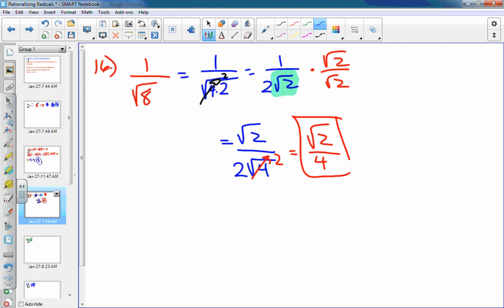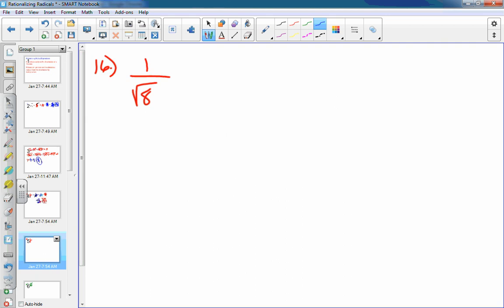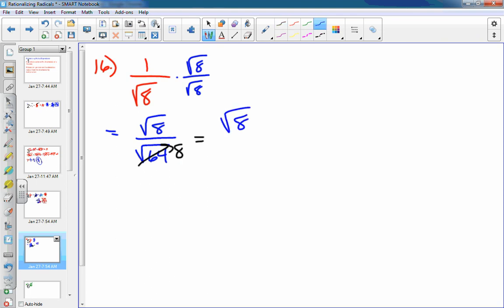Now remember whenever I said I was going to do this problem 2 different ways? Okay. How many 8s do I have in that denominator currently? 1. How many more do I need? 1. So could I multiply by the square root of 8 over the square root of 8 right away? I could. And that's going to give me the square root of 8 over the square root of 64. Well, what is the square root of 64? 8. So this gives me the square root of 8 over 8.